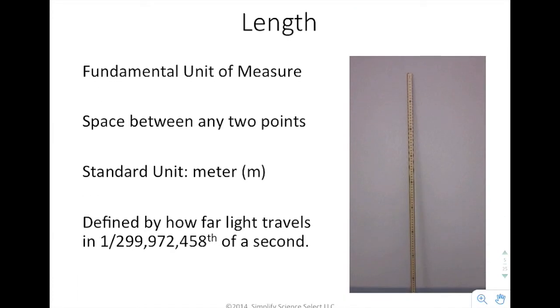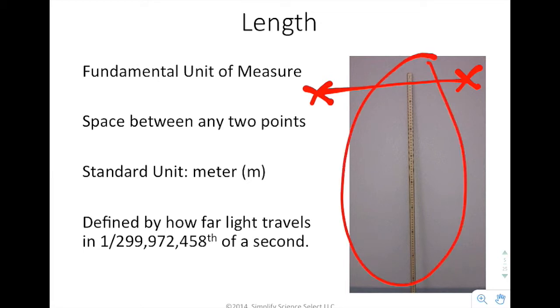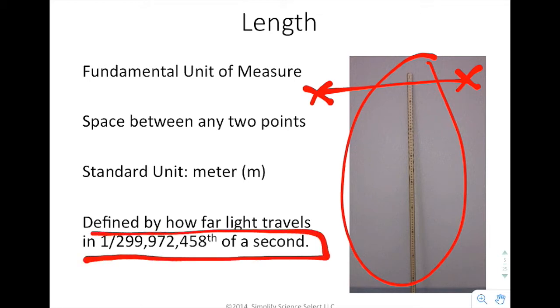Length. Length is a fundamental unit of measure, which means it's something that can be measured independent of anything else. It doesn't depend on anything else. It is defined as the space, or the length, between 2 points. It has a standard unit of the meter, which you see in the meter stick. That's how it was originally defined, in terms of a standard meter bar, but that wasn't good enough, so they came up with a definition based on how far light will travel in this time: 1/299,792,458th of a second.